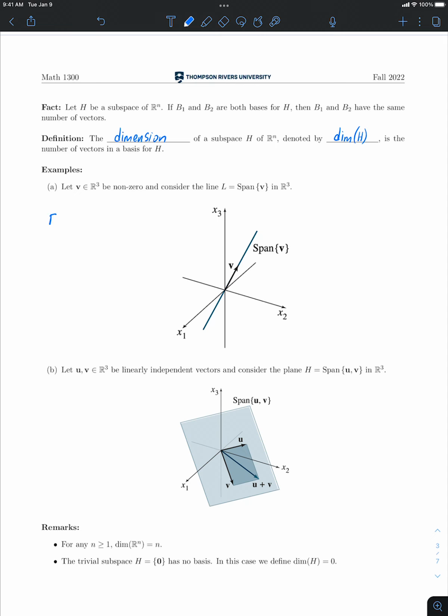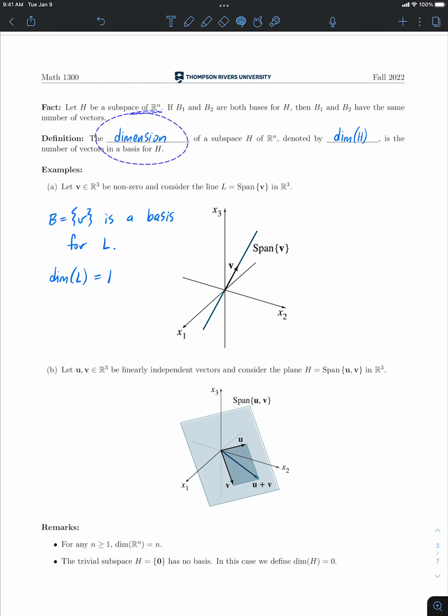In this case, B, which is just a set containing that one vector V, is a basis for the line L. So the name of the subspace in this case was L. Because of that, you can say that the dimension of L is equal to 1.